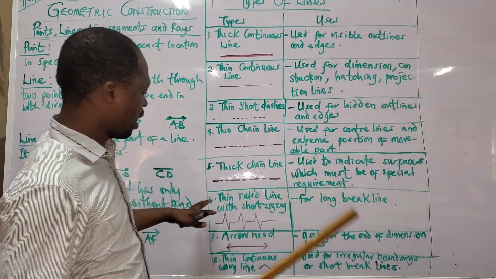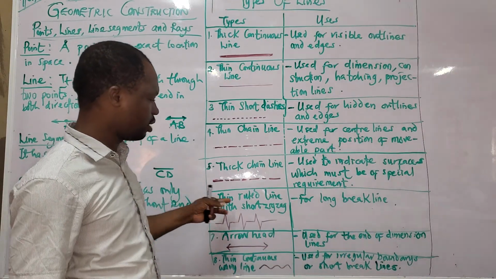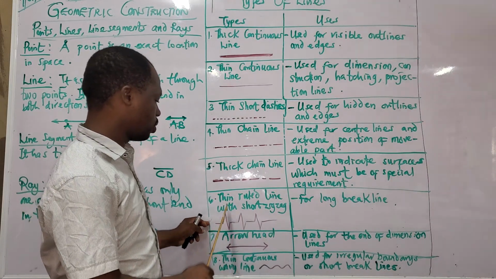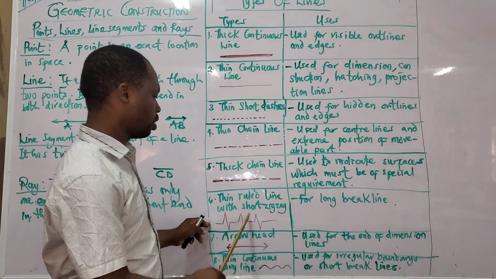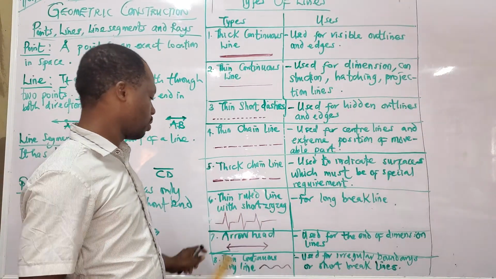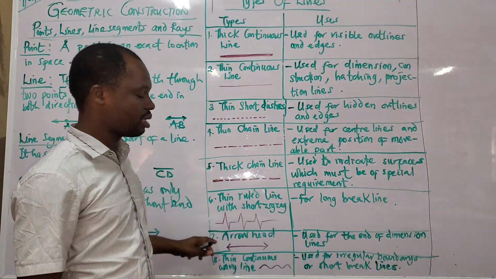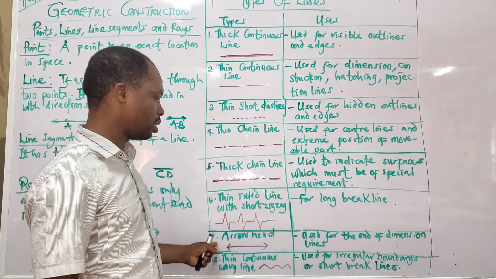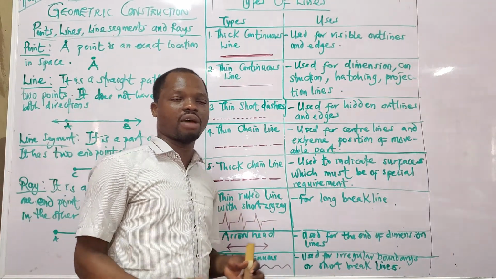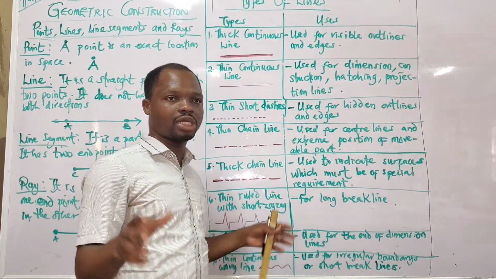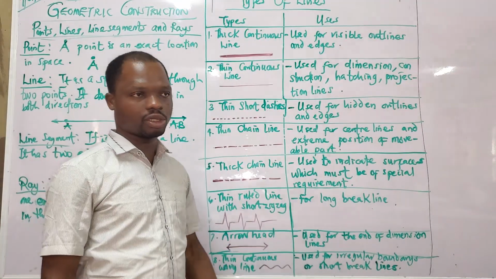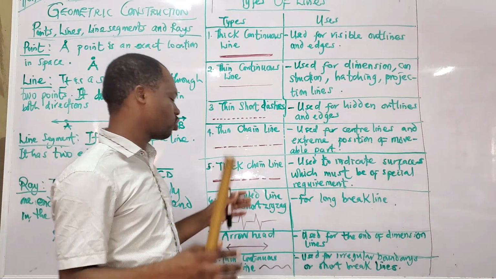There is also another line we need to know, the thin ruled line with short zigzag. These are used for long break lines. We also have the arrow edge, a thin continuous line with arrow edge, and these are used for the end of a dimension line. When you draw your diagram, after finishing it, you need to put the dimension lines, and they are always with arrow edge to show the length of what you have drawn.